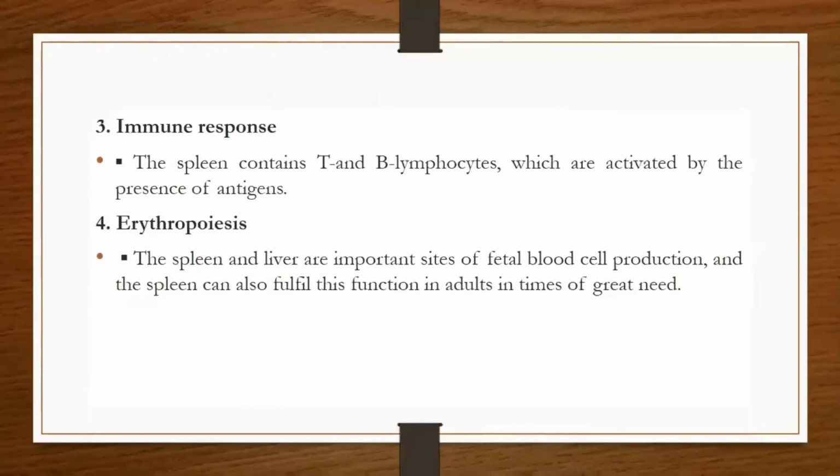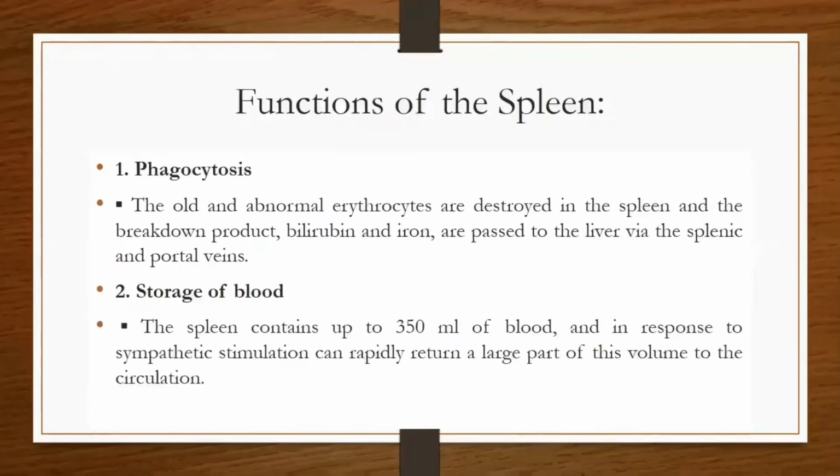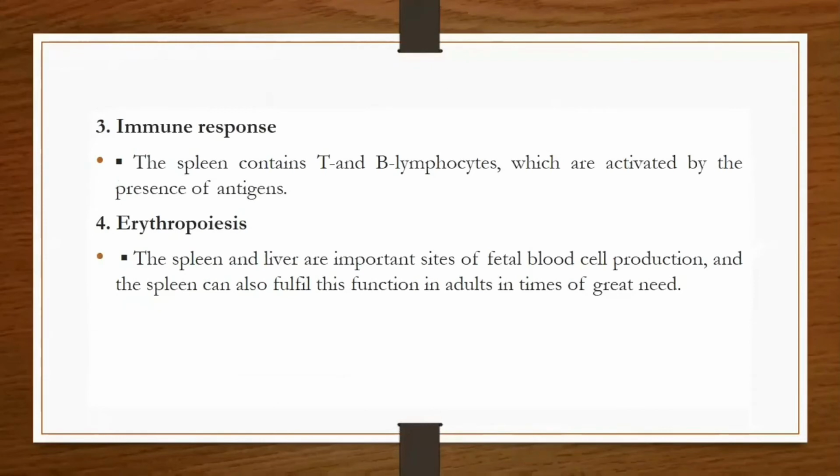Third is immune response. The spleen contains T and B lymphocytes, which are activated by the presence of antigens. Fourth, erythropoiesis. The spleen and liver are important sites of fetal blood cell production, and the spleen can also fulfill this function in adults in times of great need.